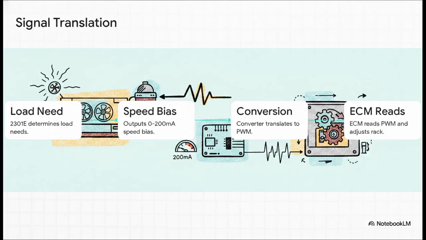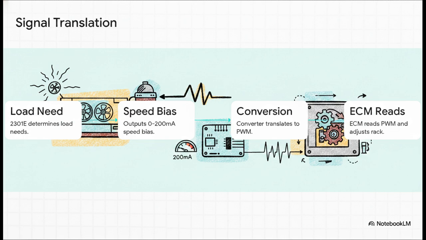Because the conductor and the muscle are built by different manufacturers for different purposes, they speak completely different electrical languages. That 0 to 200 milliamp analog signal from the Woodward governor, it doesn't mean a thing to the digital CAT ECM on its own. It has to be translated. Let's trace the exact path of this command.